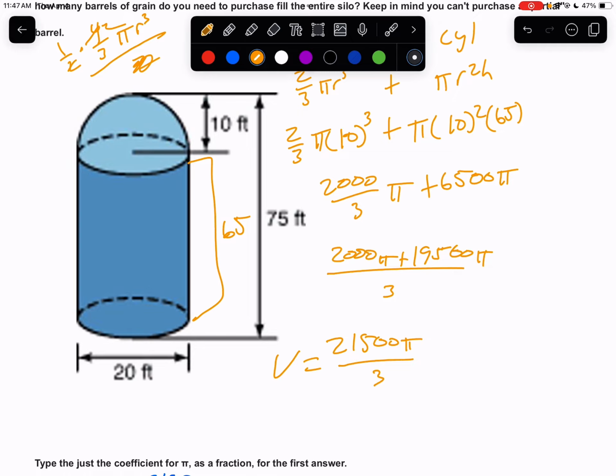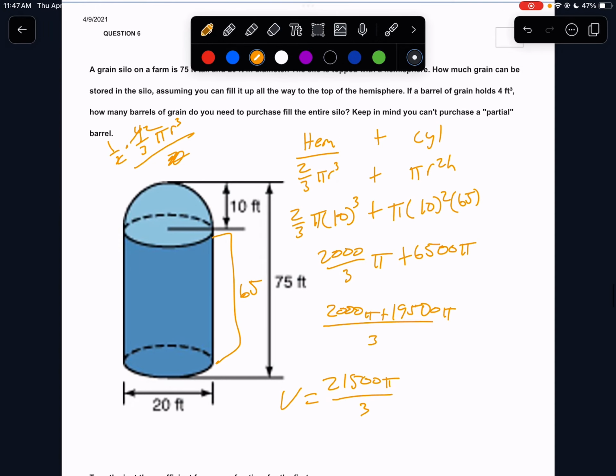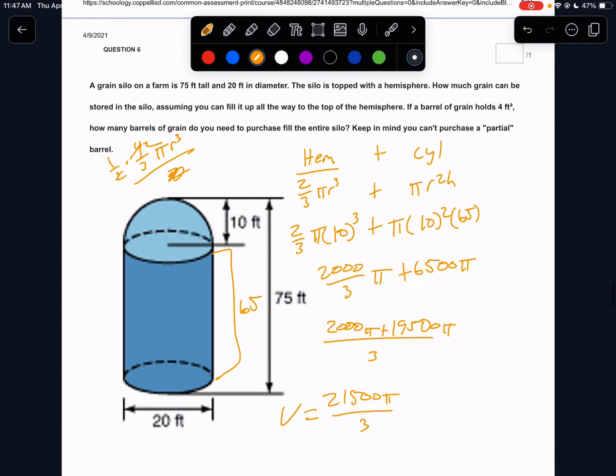All right. I'm going to clean this up. That's not a 6. I know someone's like, what? I know it's not a 6. All right. And then each barrel holds 4 feet cubed.